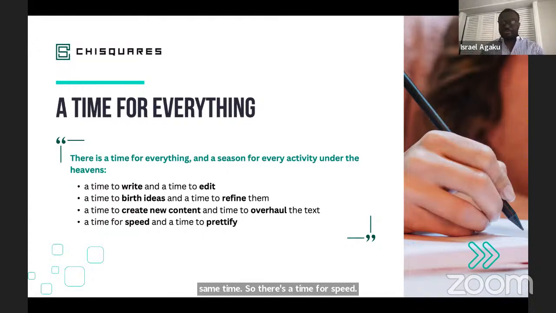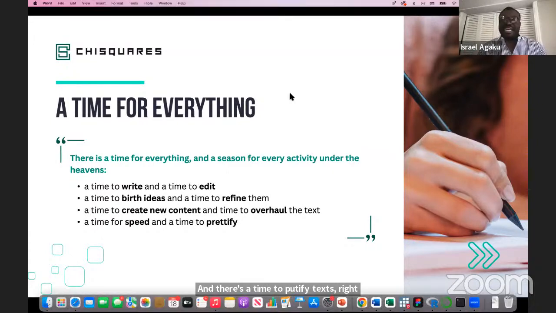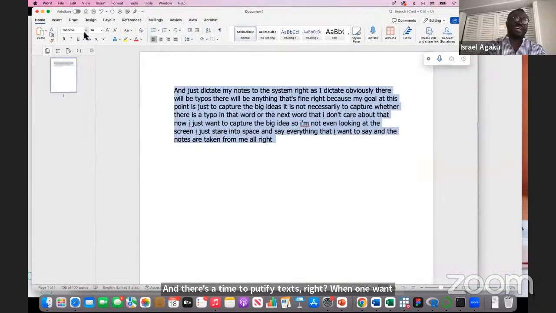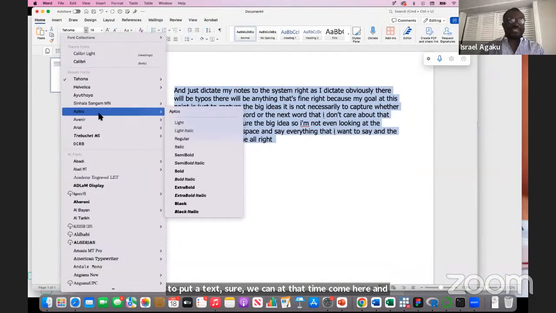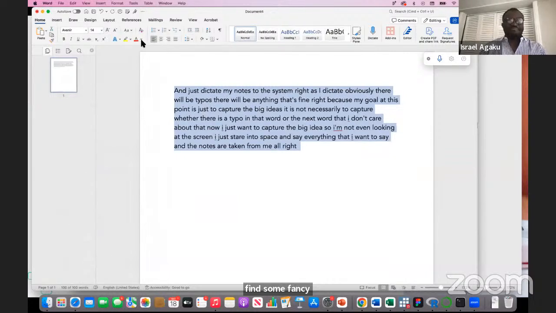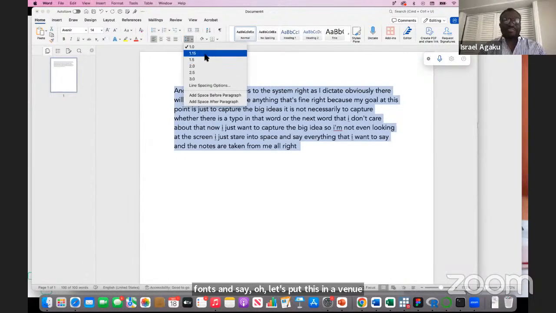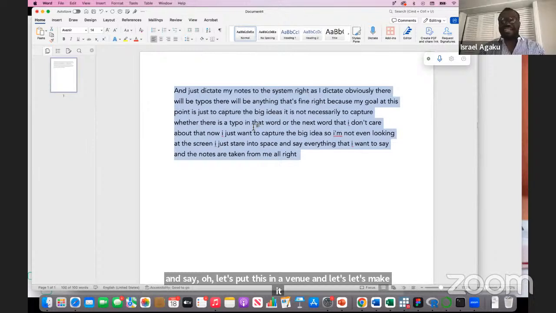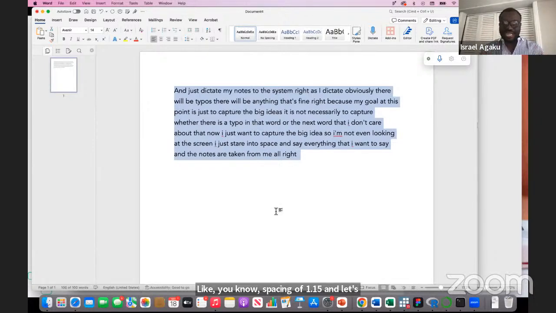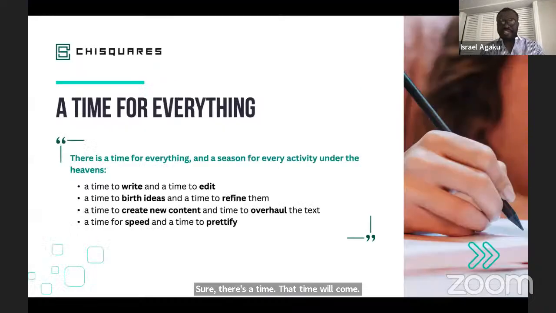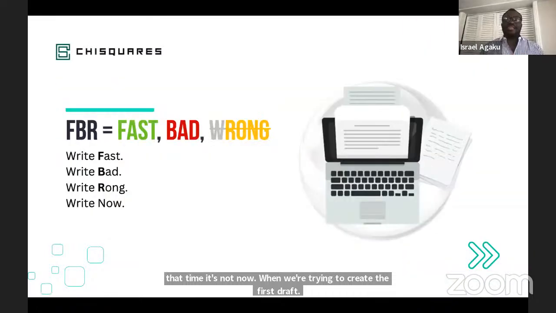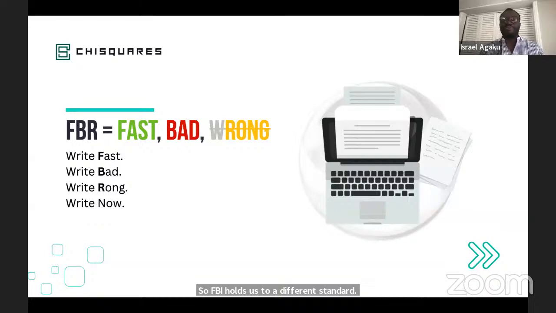When we want to prettify the text, sure, we can at that time come here and find some fancy fonts and say, oh, let's change this and let's make it spacing of 1.15 and let's make it pretty. Sure, there's a time. That time will come, but that time is not now when we're trying to create the first draft, right? So FBR holds us to a different standard: at the beginning, just write fast, write bad, and write wrong. And don't worry about whether there are typos, or whether the grammar makes sense.